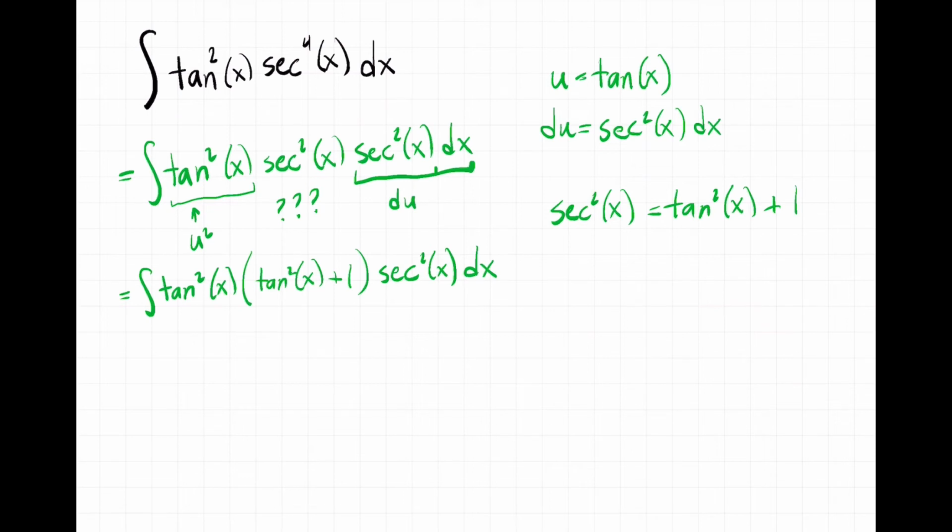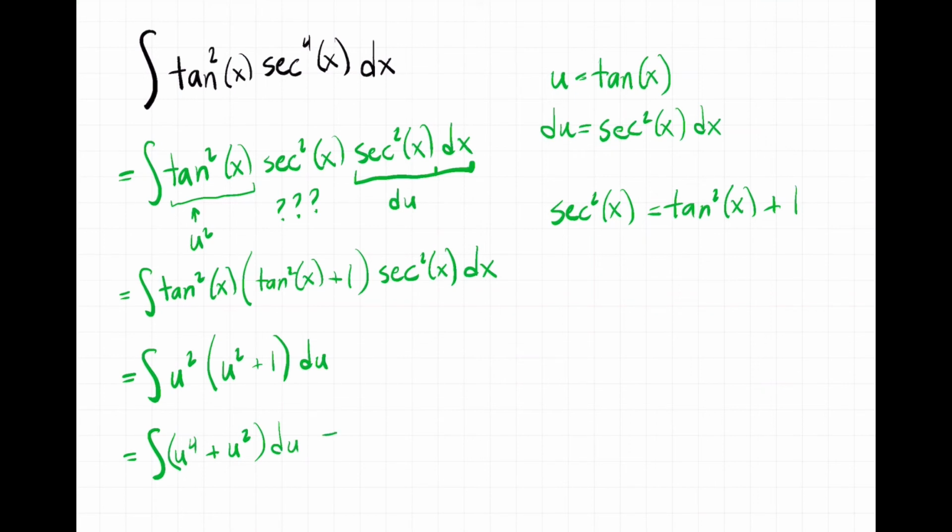And now we're ready, because we have our du, secant squared x dx, and the entire remainder of the integrand is all in terms of tangent x, which is our u. Now we can do our substitution. This equals the integral of u squared times u squared plus 1 times du. This is an easy integral to do. We'll just multiply in that u squared as usual. This is equal to the integral of u to the fourth plus u squared, in parentheses, times du.